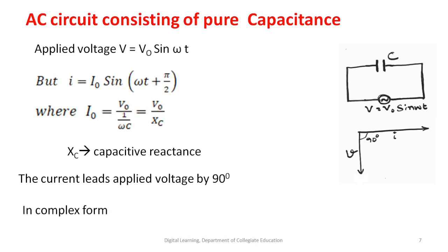So in complex form, the capacitive reactance can be represented as XC is equal to minus j by omega C. It is also equal to, dividing and multiplying by j, we get minus j squared, which is equal to plus 1, divided by j omega C.